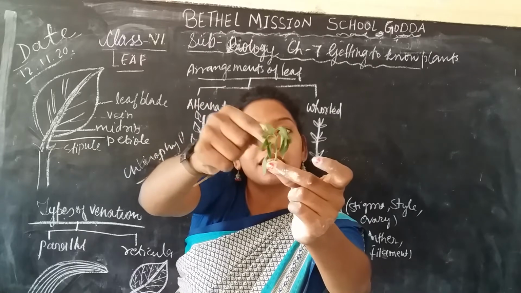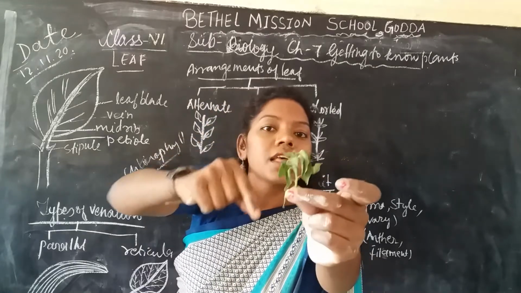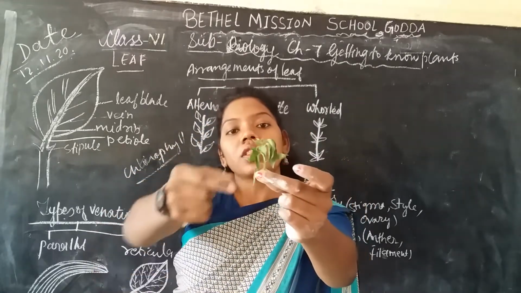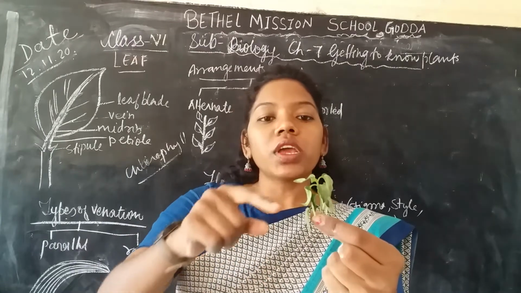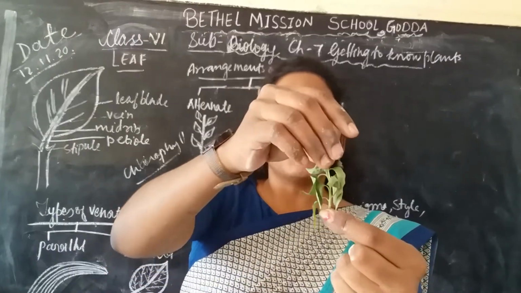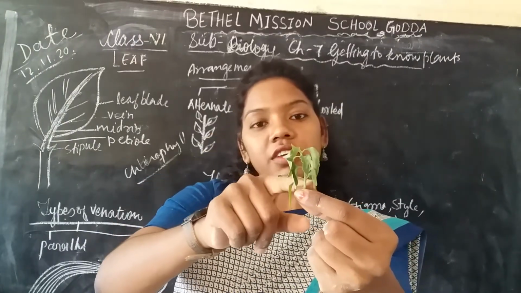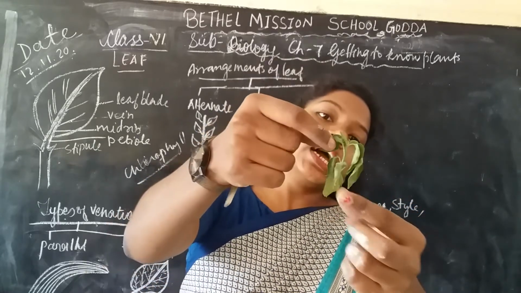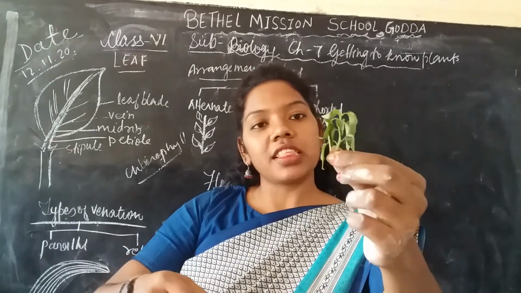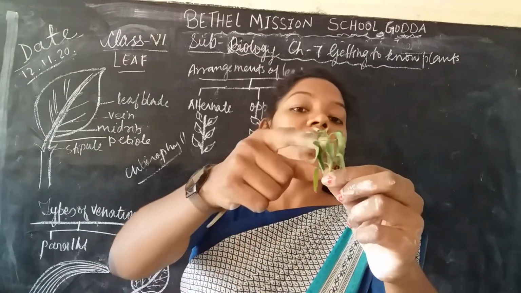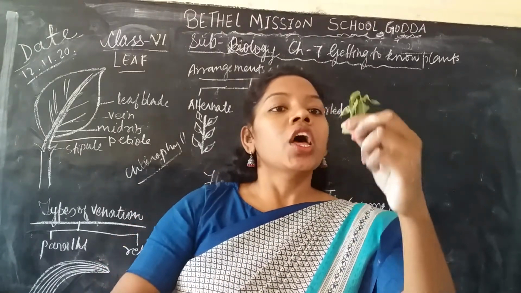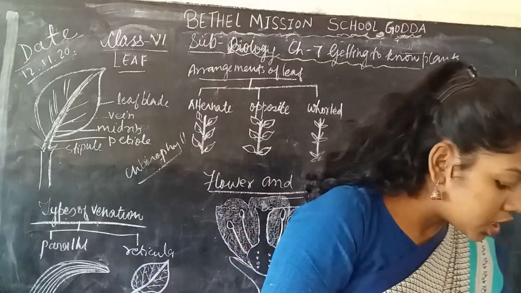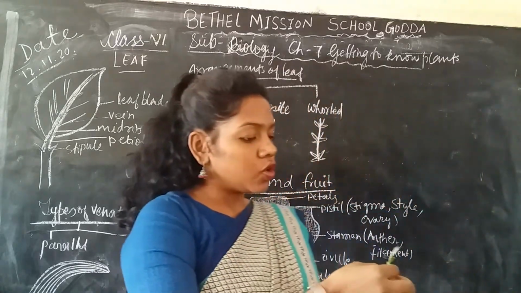You can see it in a zigzag way on the stem. So you can see the leaf is arranged in a zigzag manner. This is a chili plant, and chili plants have the leaf arrangement in an alternate way. Okay, so next we are going to learn about the opposite arrangement.